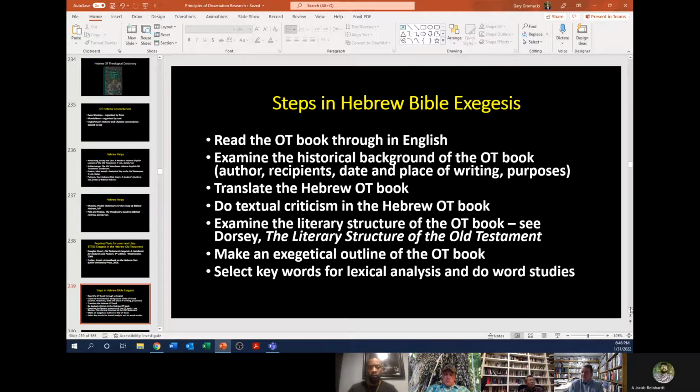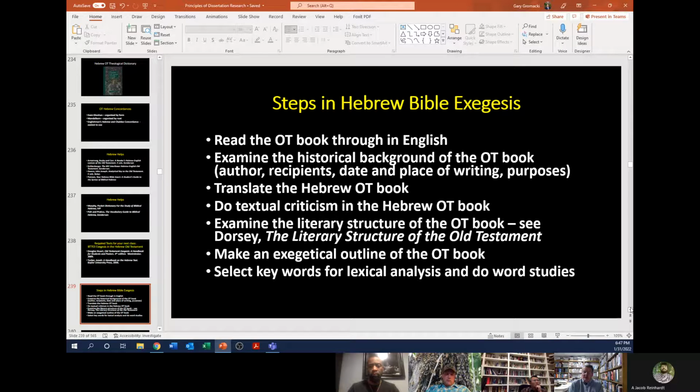Your textual criticism, I'll show you some tools for that here in a minute. One of the books that we're using in our Hebrew Bible classes is Dorsey's book on the literary structure of the Old Testament. So if you're not familiar with Dorsey, I encourage you to get that. It will help you to see how the Old Testament books are structured.